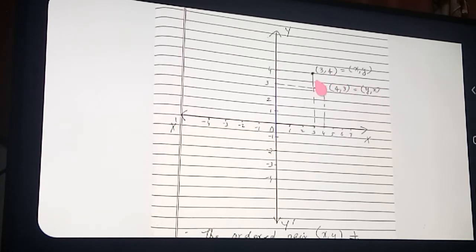Now I am going to mark yx. See here, yx means (3, 4) I changed as (4, 3). See here. So 4, you see, draw perpendicular to the x-axis, we are meeting at the point 4. Draw perpendicular to the y-axis, we are meeting at the point 3. Once more listen. Draw perpendicular to the x-axis, which point are we meeting? 4. And draw perpendicular to the y-axis, we are meeting 3.